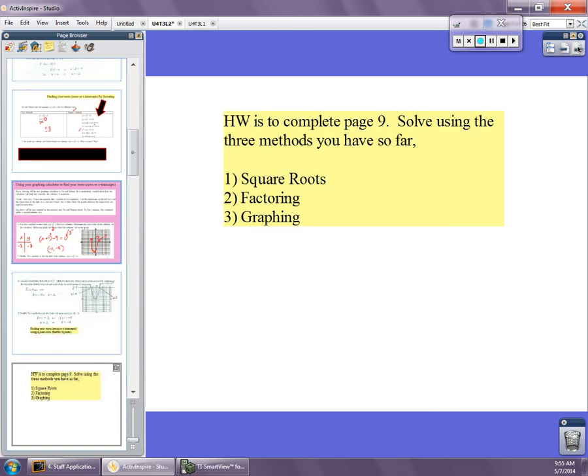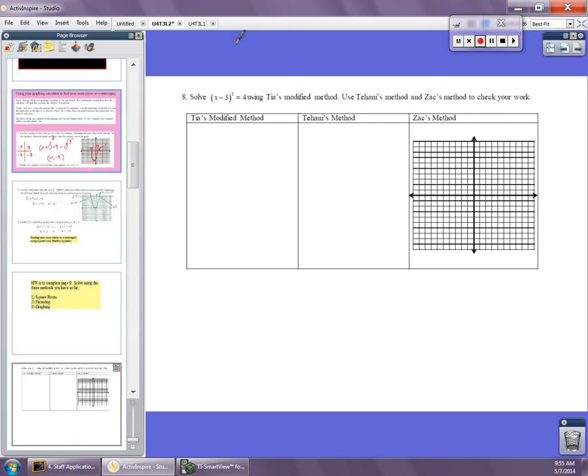So the homework is going to be to complete page 9, and we've done 3 methods. We've done the square root, we've done factoring, and we've done graphing. So remember, just to give you an example, here is one. It's an equation, and we can use 3 different methods. So go ahead and pause the video, and we're going to try all 3 methods.